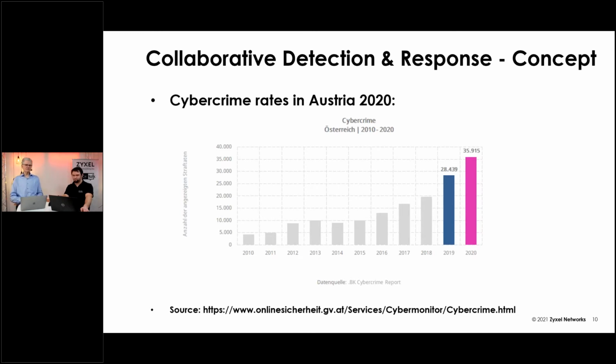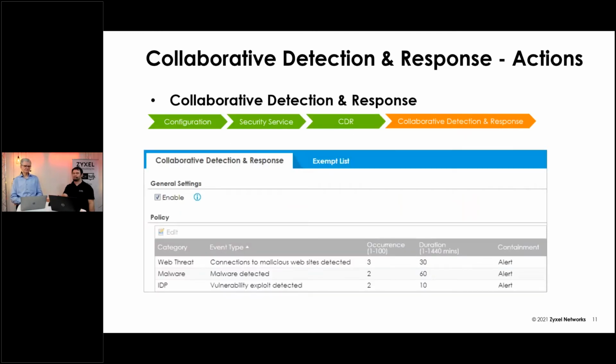So yeah. So now let's get straight into the topic. Where do we set this up? What do we do with that one? We're going to first talk about the actions. So we can configure CDR via Configuration, Security Service, CDR, collaborative detection and response, which is the tab which is open right now on this screenshot. We can enable this, and we then immediately after enabling it have the policies.